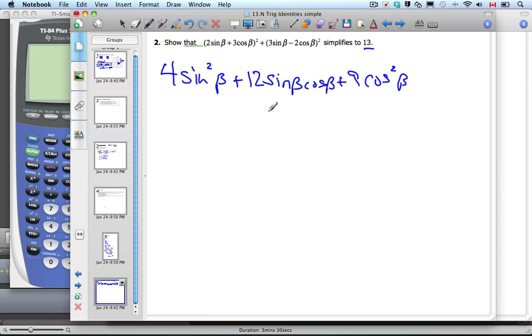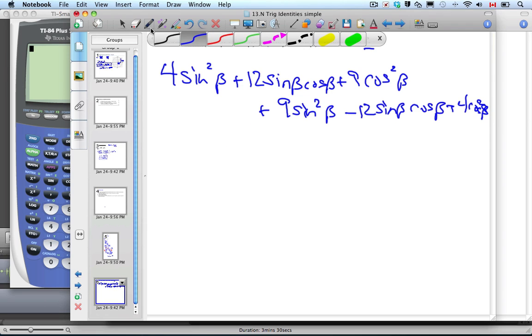Plus, this is getting big, so I'm going to go down here a little bit. Plus 9 sine squared beta, minus 12 sine beta cosine beta, plus 4 cosine squared beta.